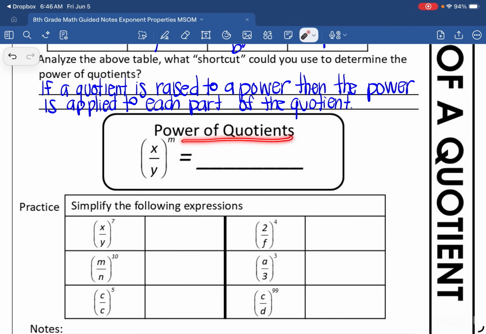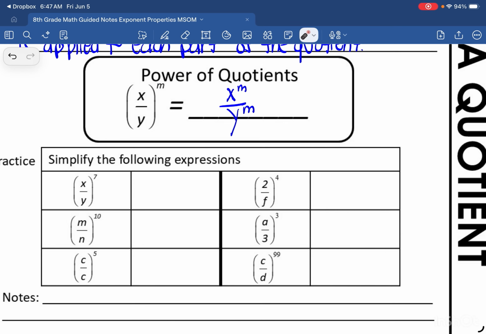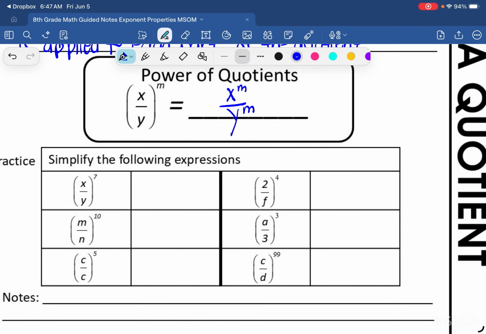So the power of quotients rule. If I have x divided by y to the m, that is the same as x to the m over y to the m. Practice. Simplify the following expressions. X divided by y to the 7th would be x to the 7th over y to the 7th. M divided by n to the 10th would be m to the 10th over n to the 10th.